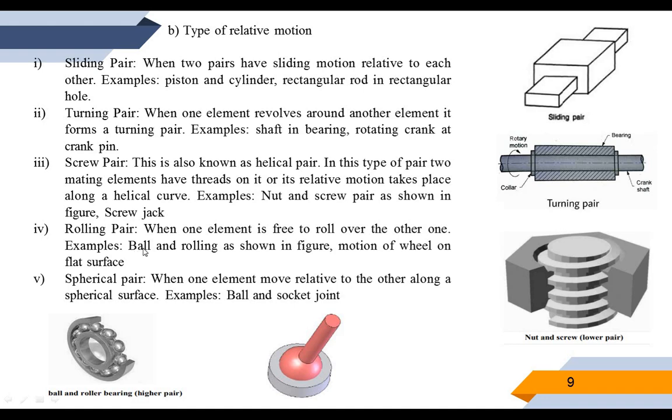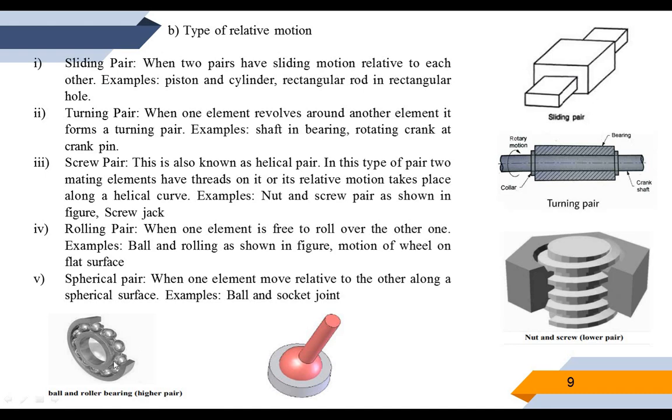Next is rolling pair. When one element is free to roll over the other element, that is rolling pair. The example of this rolling pair is ball and roller bearing, as shown in this figure. That is higher pair also, because in ball and roller bearing there is a line or point contact, that's why this is higher pair. And in sliding pair, there is a surface contact, that's why sliding pair is the lower pair.